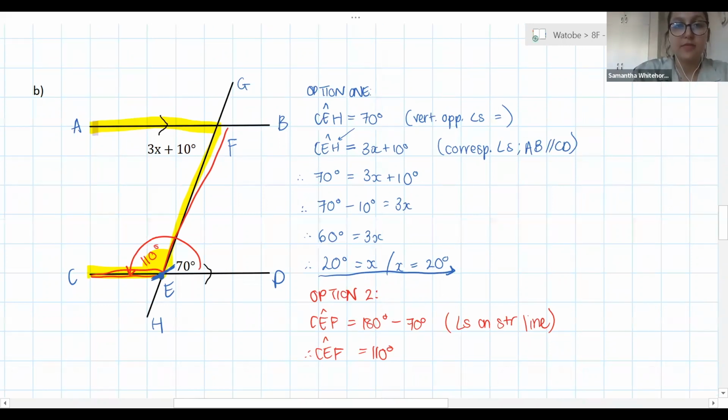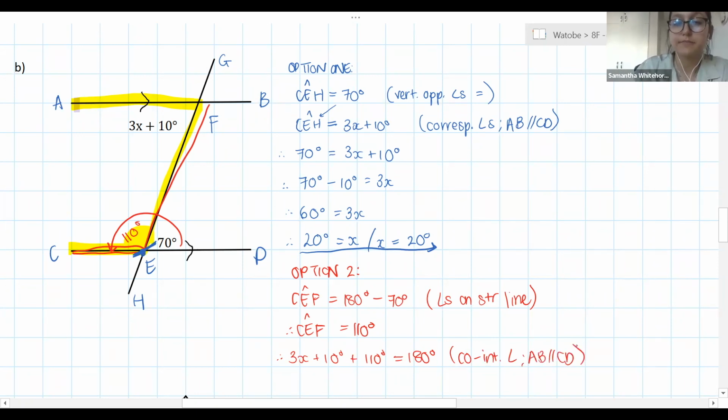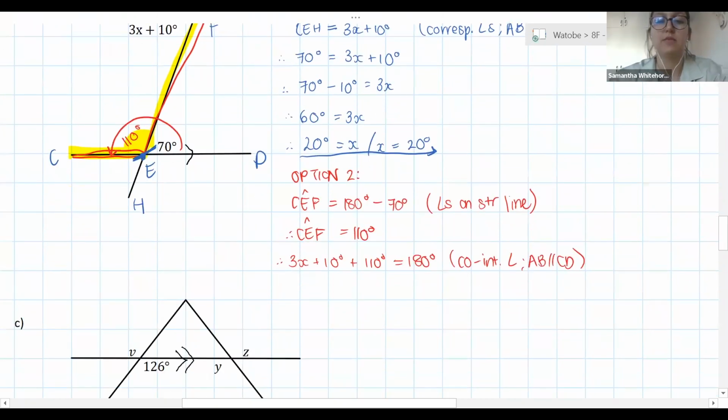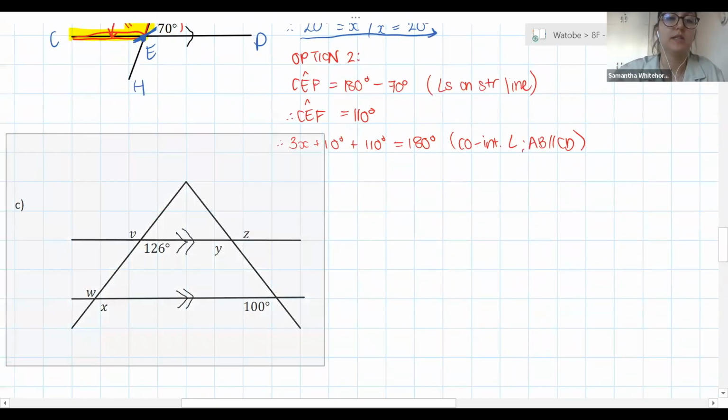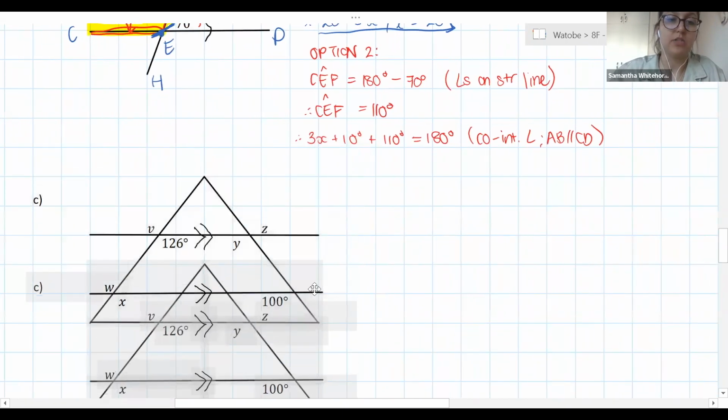And now that I have that, I can make the statement that 3x plus 10 plus 110 degrees must be equal to 180, because those angles are co-interior angles. And again, I state my parallel lines, AB parallel to CD. Once I've done that, I can now go and solve my equation.